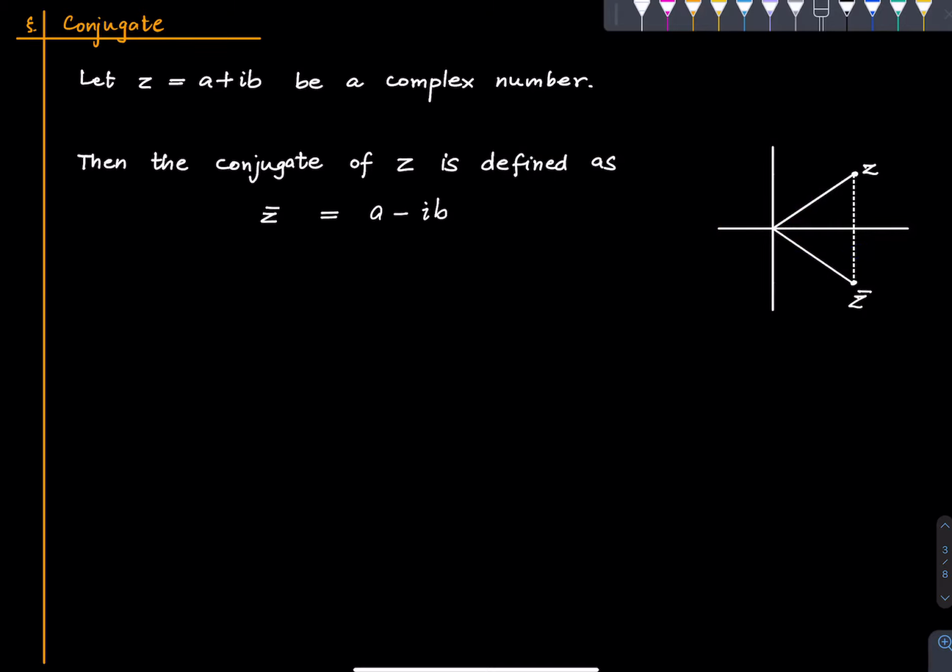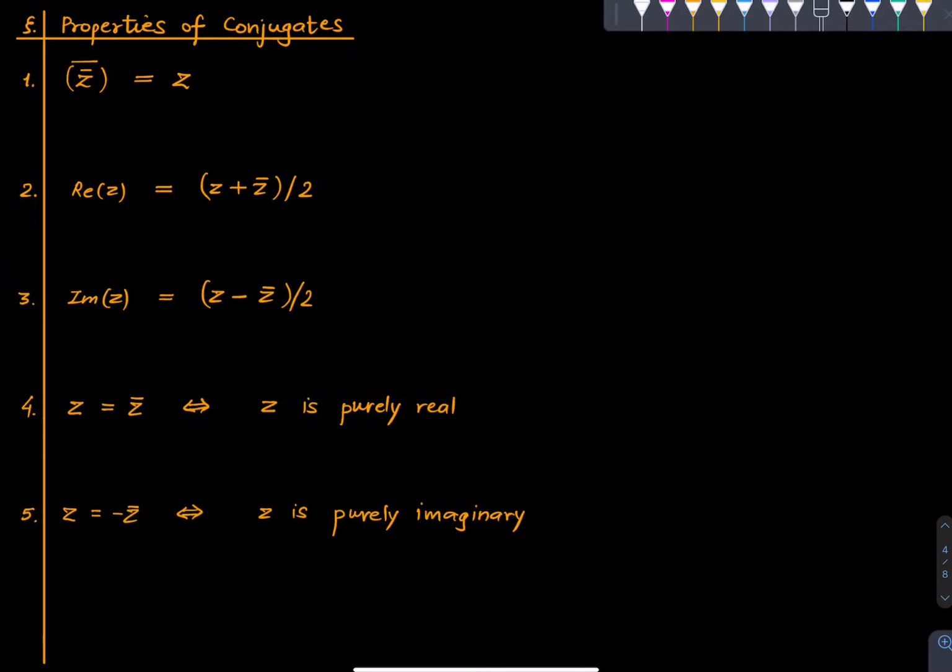So the geometric interpretation is pretty simple: reflection by the x-axis gives you conjugates. The magnitude doesn't change, clearly; either you can see it geometrically or just calculate. The magnitude is nothing but the square root of a square plus b square. It's just that the angle changes: if this were theta, then this is minus theta, the angle made from the positive direction. Okay, so it's a very simple concept, but it's very useful, and we need to look at a bunch of properties.